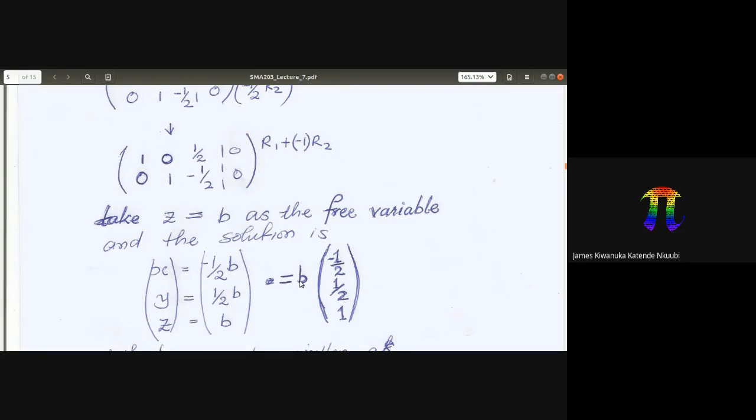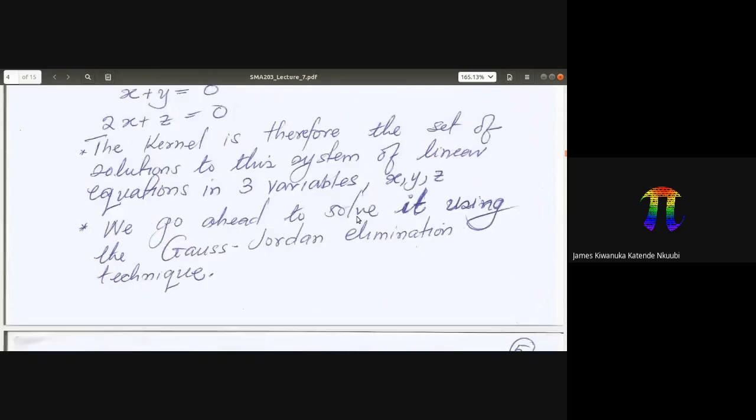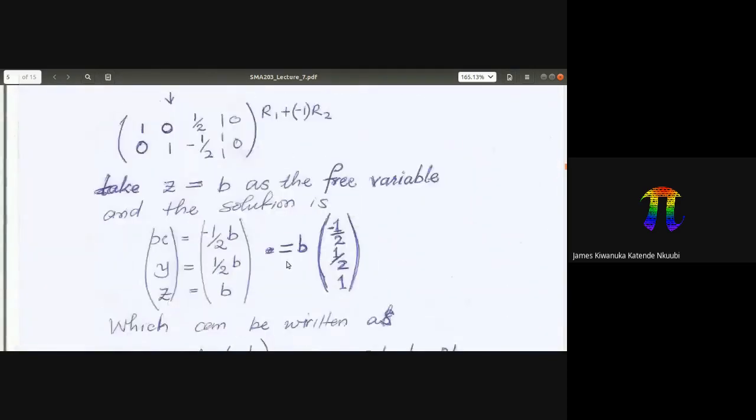So can we check if b is equal to 1, we have negative a half, and 1. Will the map take that to 0? So negative a half plus a half will be 0. And if x is negative a half, 2 times negative a half will give us negative 1, and z is 1. So that negative 1 plus 1 will give us 0. So that works if you set b is equal to 1. So you can set b to any value, and you will get a vector that is in the kernel. So the kernel consists of all vectors that are multiples of this vector, negative a half, and 1.